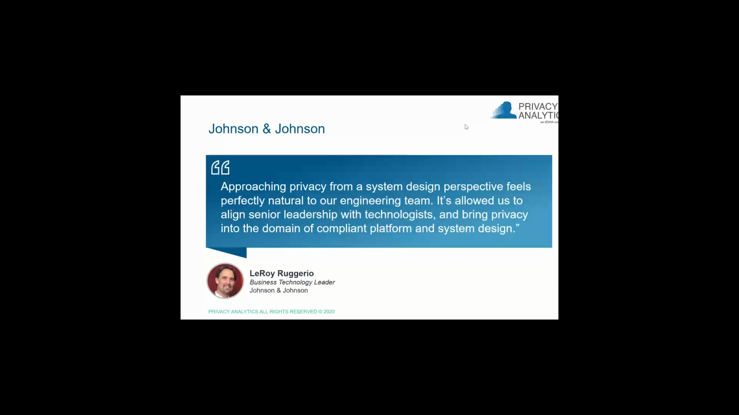Leroy Ruggiero, business technology leader at J&J, says, "Approaching privacy from a system design perspective feels perfectly natural to our engineering team. It's allowed us to align senior leadership with technologists and bring privacy into the domain of compliant platform and system design." It's an approach that helped them develop core capabilities that can be used to meet a variety of data privacy and governance requirements.